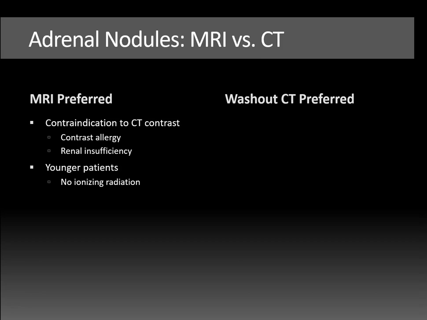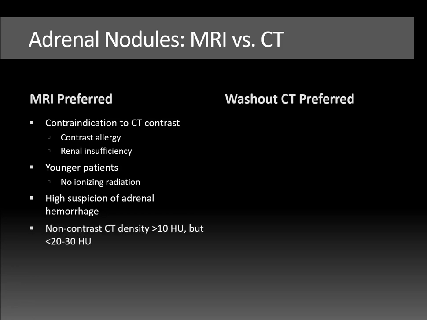So even though we narrow the three-phase CT to just image the adrenal glands, there is still radiation, which we don't have on MRI. MRI is also excellent if there's a high suspicion for adrenal hemorrhage, as this modality has the greatest specificity in making this diagnosis. And again, if the non-contrast CT density of a nodule is more than 10 but less than 20 or 30, that's the ideal place to get an MRI.